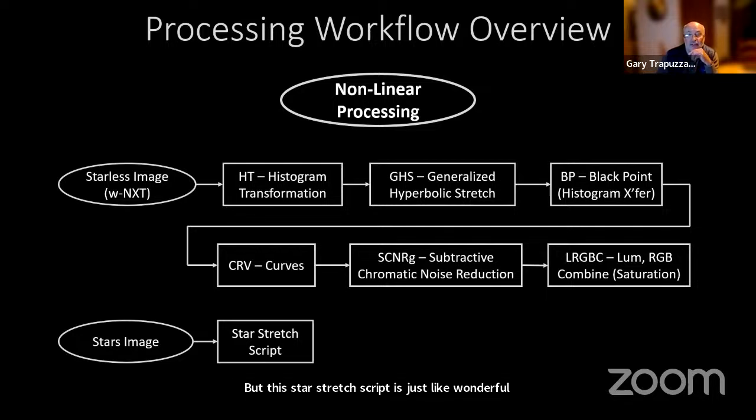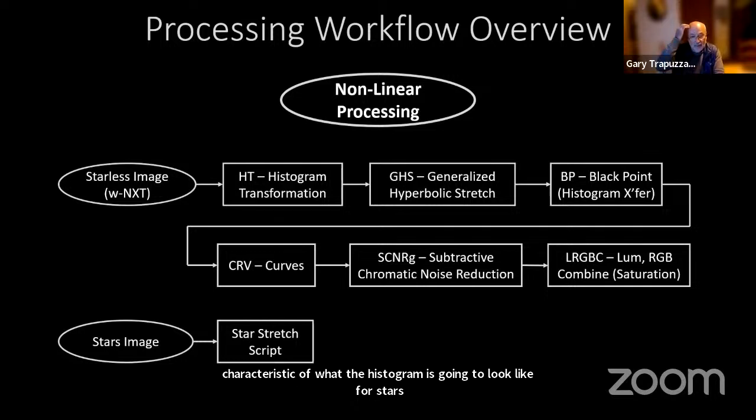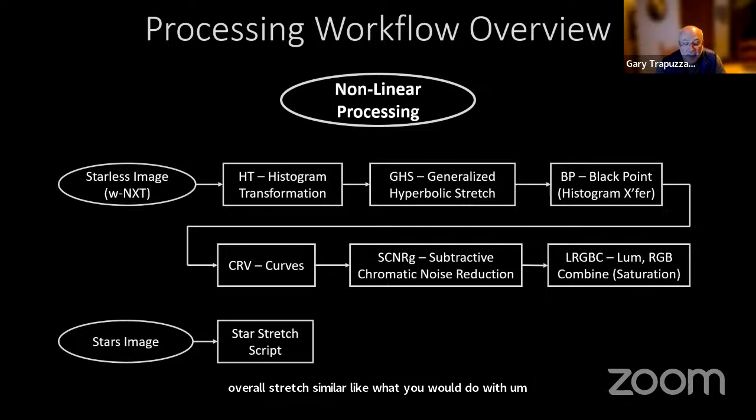It kind of knows that you're stretching stars, and it knows the characteristic of what the histogram is going to look like for stars. And you basically apply an overall stretch, similar to what you would do with a Sine H kind of stretch or a GHS. And then you can also do an SCNR at the same time, and you can even increase the star halos a little bit if you want to bring out a little more color in the stars. I'll show you this when we do the hands-on. Really nice script, and it's free, and it works great. In fact, they just came out with an update.